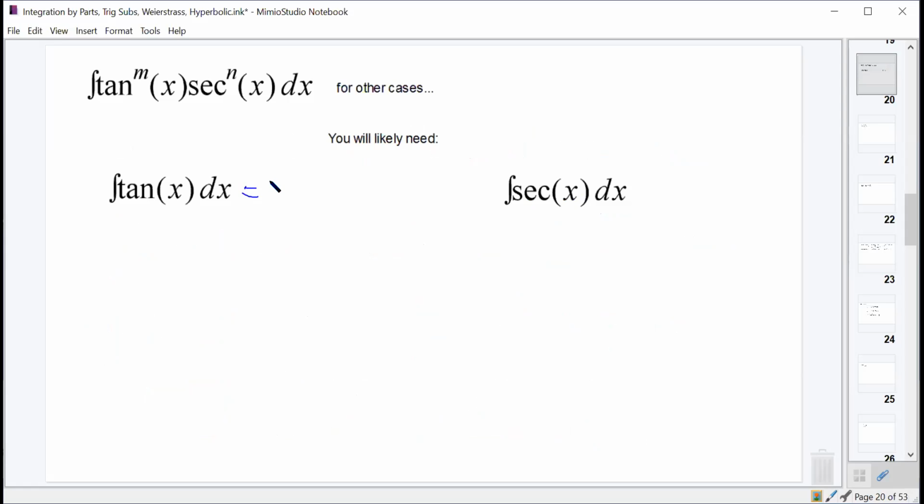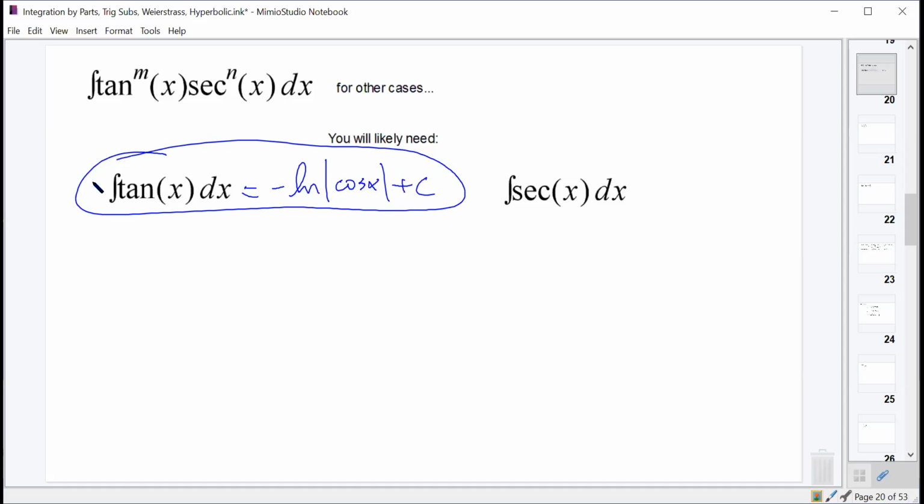Negative natural log, absolute value of cosine x, plus c. Yeah, so that one we should already know, and we can do that pretty easily with a u sub, making this sine over cosine with u equal to cosine. But what about the integral of secant x? I don't think we've done that one before. That one requires a little bit of a trick.